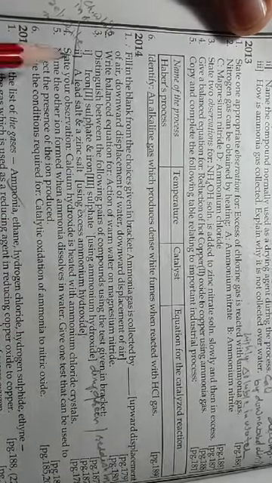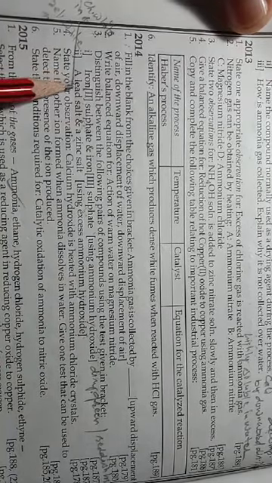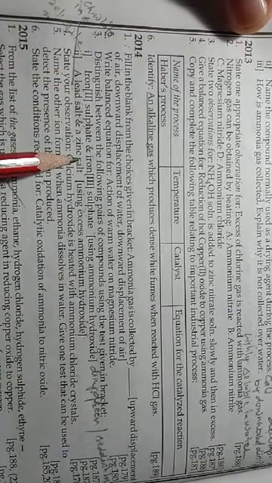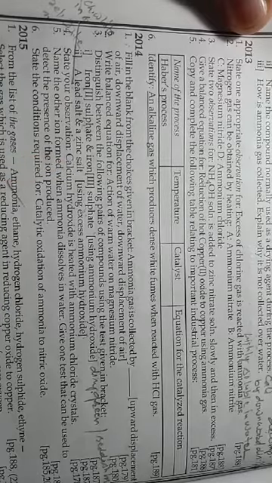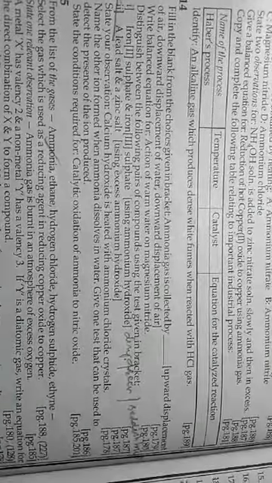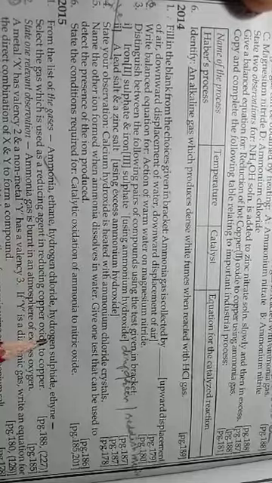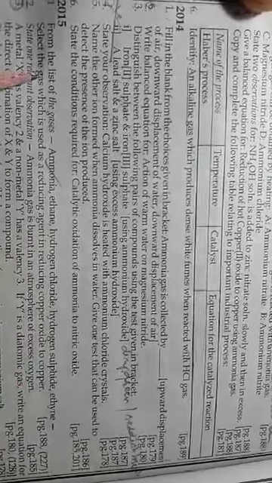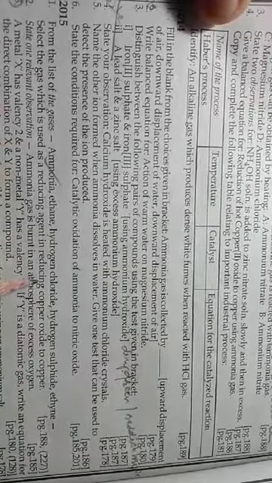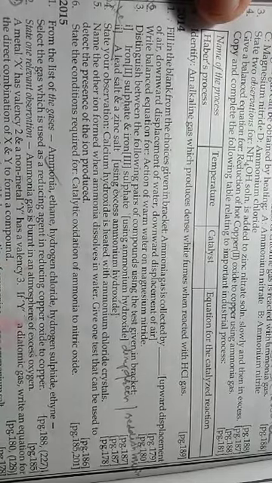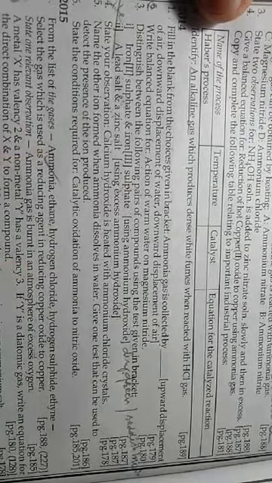Okay students. Now for lead salt and zinc salt, we have already discussed this point in an earlier question also. Then next is from 2015: from the list of the gases ammonia, ethane, hydrogen chloride, hydrogen sulfide, ethyne, select the gas which is used as a reducing agent in reducing copper oxide to copper. So that gas is ammonia.